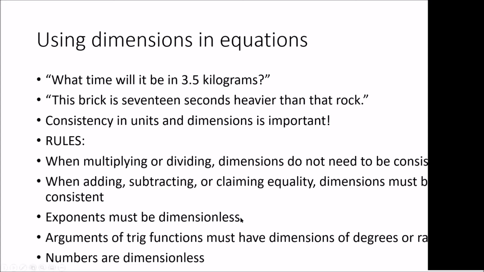Exponents on numbers have to be dimensionless. So you can take like 7 to the third power, for example, but you can't take 7 to the 3 kilogram power. That doesn't make any sense. The arguments of trig functions must have dimensions of either degrees or radians, and we'll talk about this a lot more later on in the semester. And the numbers themselves are dimensionless. Any questions on this?